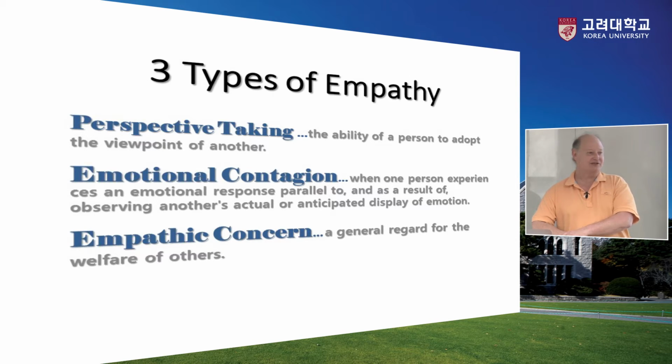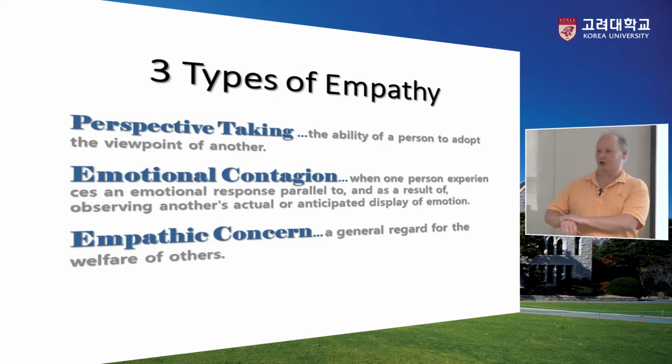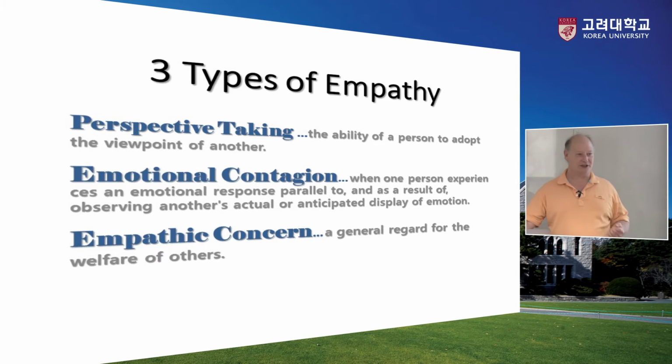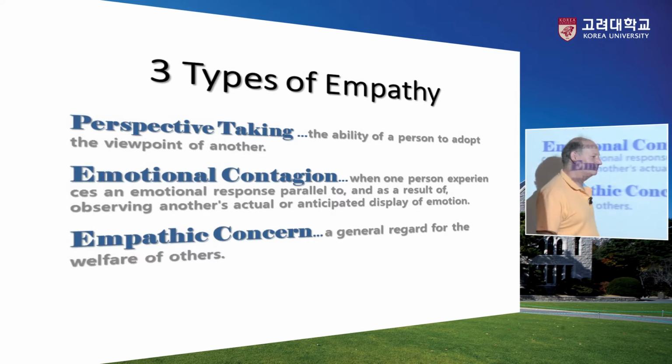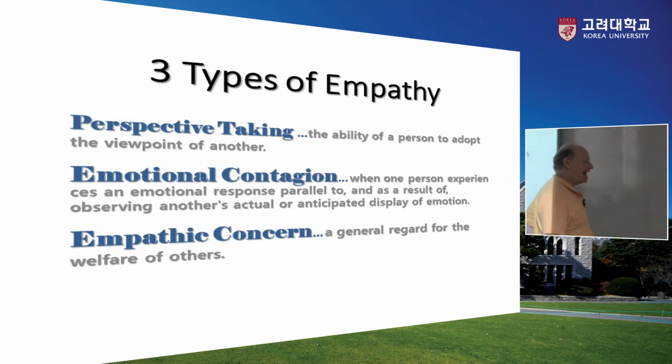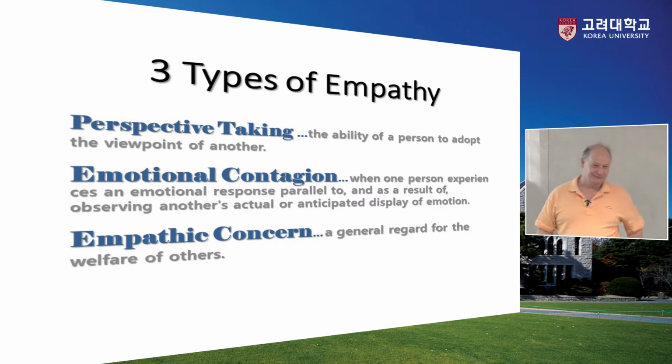A second aspect of empathy is what might be called emotional contagion, or catching the emotions of others. Humans have the tendency to catch others' emotions, just like you can catch a virus or a disease. Emotions are contagious. You've probably experienced this. You're in a group of friends, somebody starts laughing and everybody starts laughing. Or you have a friend who's really upset and you start feeling upset too.